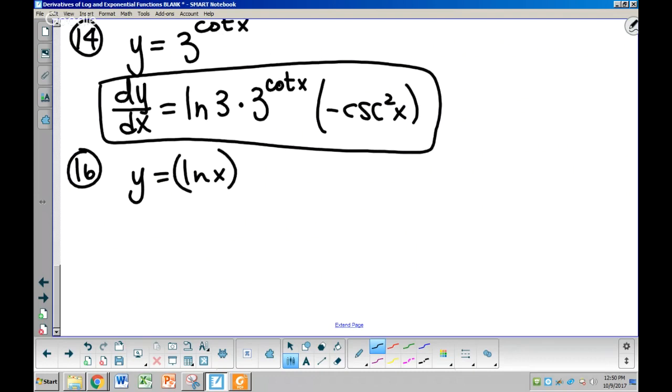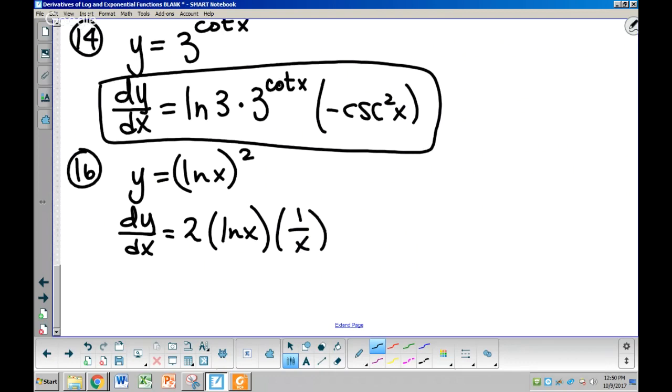Number 16 is natural log of x quantity squared. What do we have to use here? We have to use the power combined with the chain. So what's dy dx here going to be? Power down, function ln x, lower the power 1 to the first, times the derivative of the inside, which is the derivative of natural log. It's 1 over x. Yes. So this is just 2 natural log of x all over x.